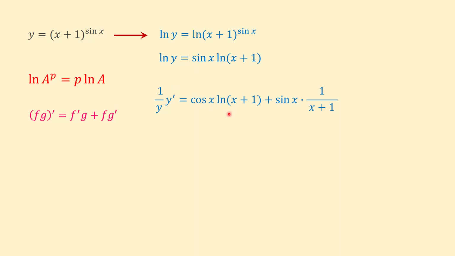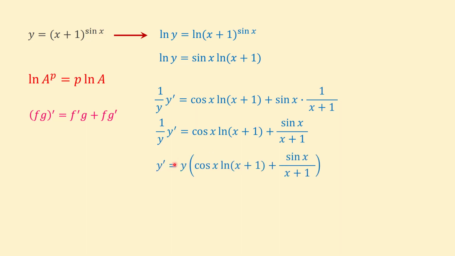If you want, you can rewrite this answer in the following form. Cosine of x times ln of x plus 1 plus sine of x multiplied by 1 becomes sine of x over x plus 1. Now we have to try to get rid of this 1 over y because we are looking for the derivative of this function. But what we have here is 1 over y times y prime. We want to get rid of this 1 over y to have y prime. So we multiply both sides of this equation by y. Then we have y prime equals y times the right side of the equation.